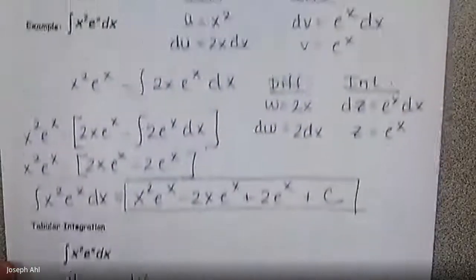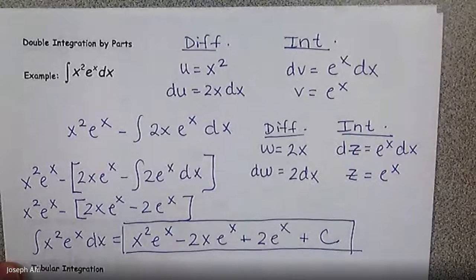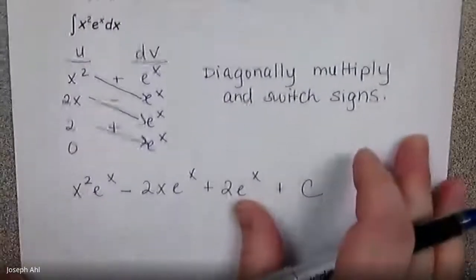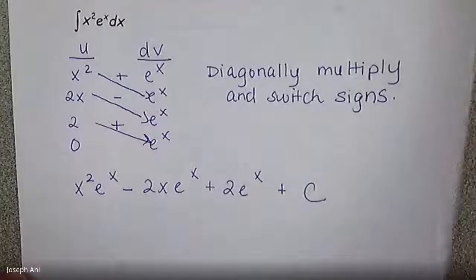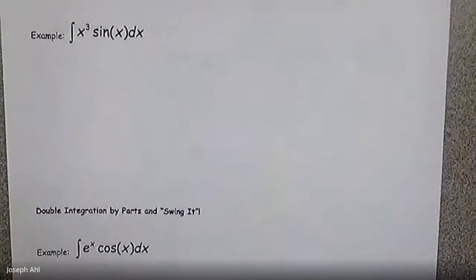So both methods work. If you forget tabular integration and the pattern for the signs, go right to double integration by parts. Okay, but notice how it does get you the same exact result. Let's try another one. So here's the integral of x cubed sine x dx. If you're looking at this one, are we thinking whether or not it's a good candidate for tabular integration?